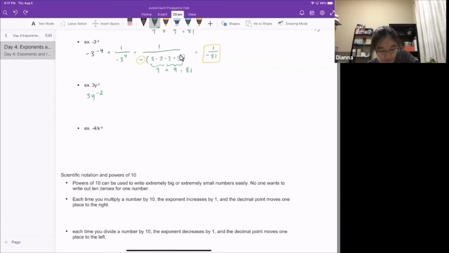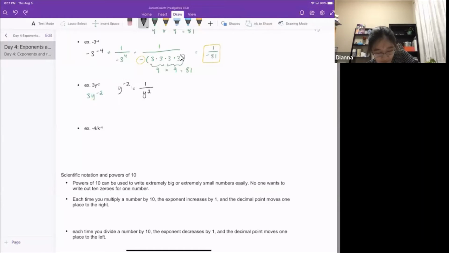So ignoring the 3 for a little bit, because the 3 is just multiplied, right? Nothing changes there. So let's just look at this part. Y to negative 2. So remember, when we have a negative in the exponent, I'm going to put this whole thing in the denominator, but without the negative. So 1 over y squared. So that's how we get rid of the negative.